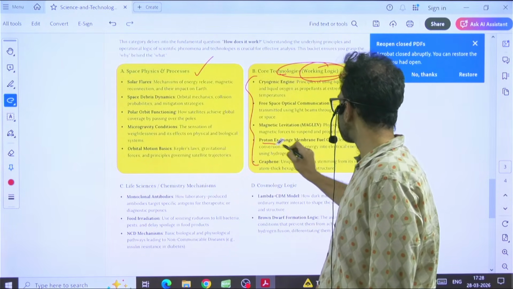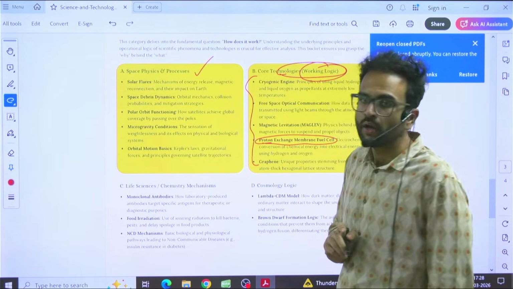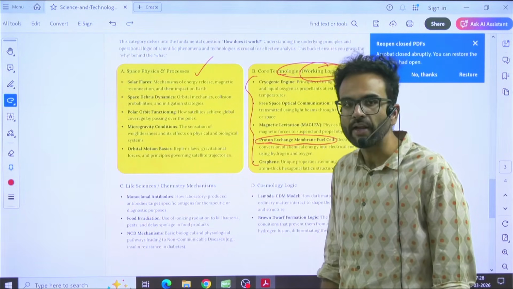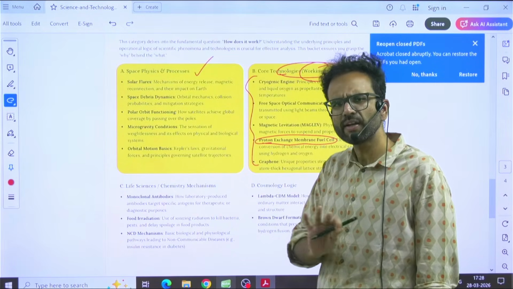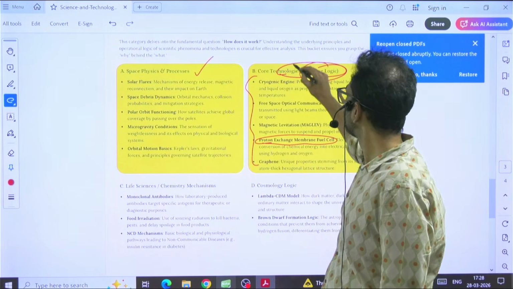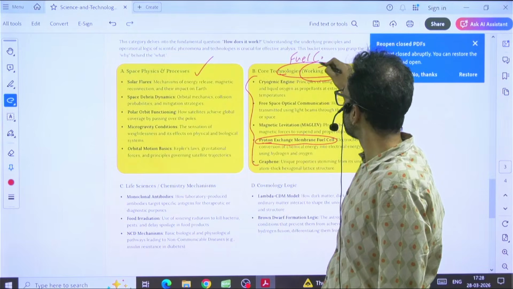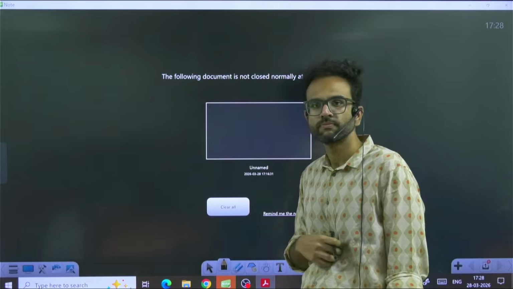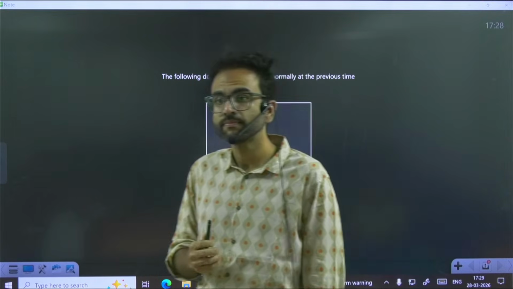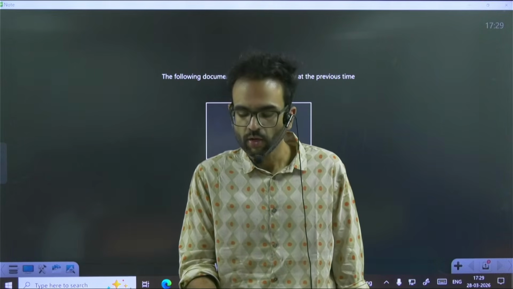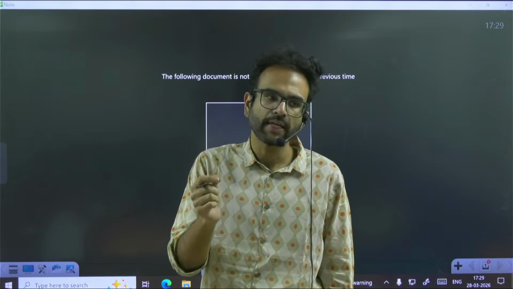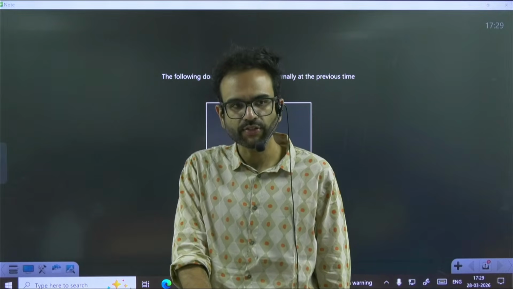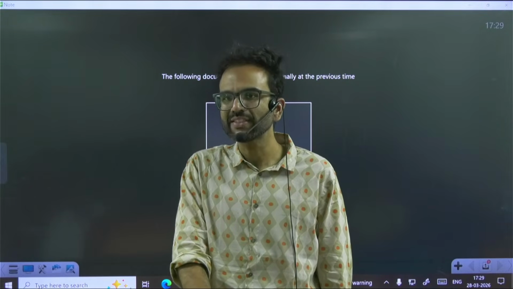Especially this proton exchange membrane fuel cell. How many of you know the difference between a fuel cell and a battery? What is the fundamental difference between a fuel cell and a battery? Sorry? Now, what is the core problem that a fuel cell is solving and a battery is solving? In terms of technology, are they both the same thing?